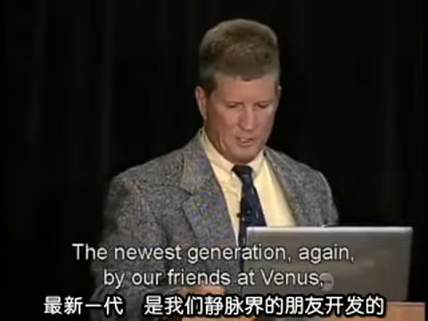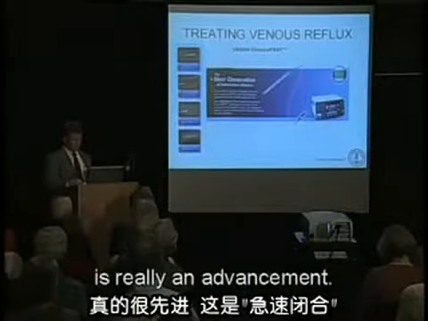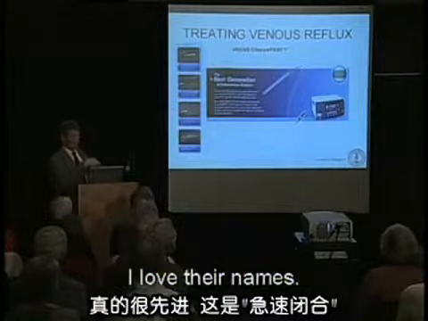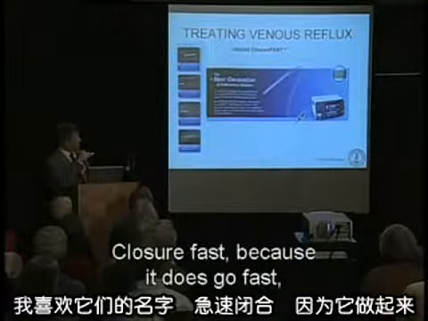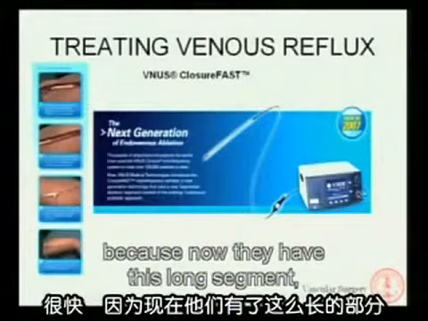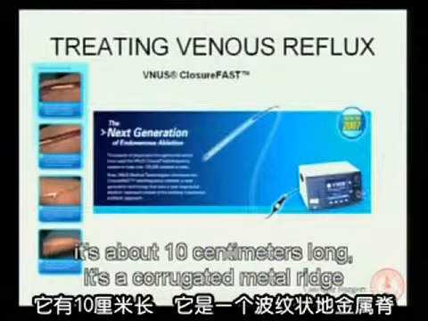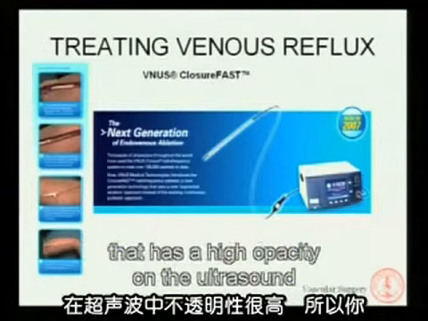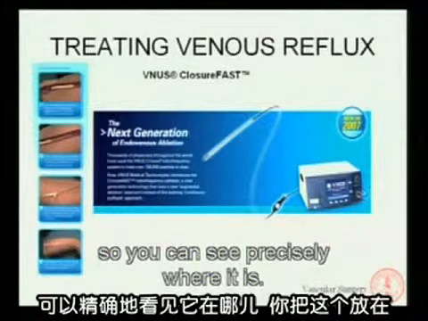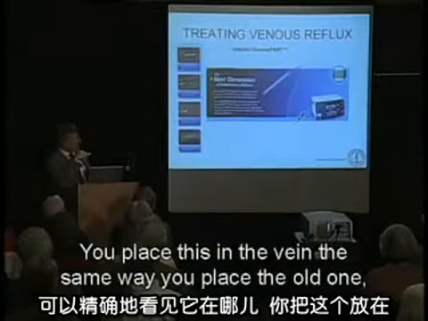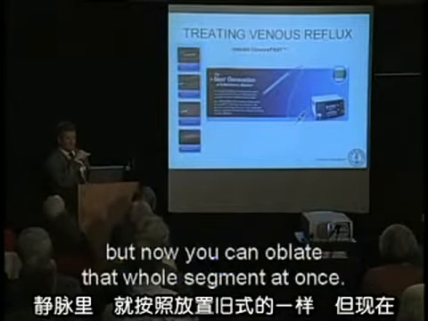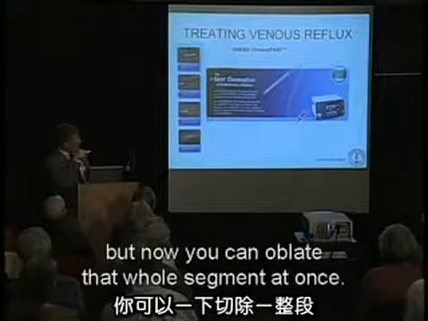The newest generation, again by our friends at Venus, is really an advancement. This is the Closure Fast. I love their names, Closure Fast. Because it does go fast, because now they have this long segment. It's about 10 centimeters long. It's a corrugated metal ridge that has a high opacity on ultrasound, so you can see precisely where it is. You place this in the vein the same way you place the old one, but now you can ablate that whole segment at once.